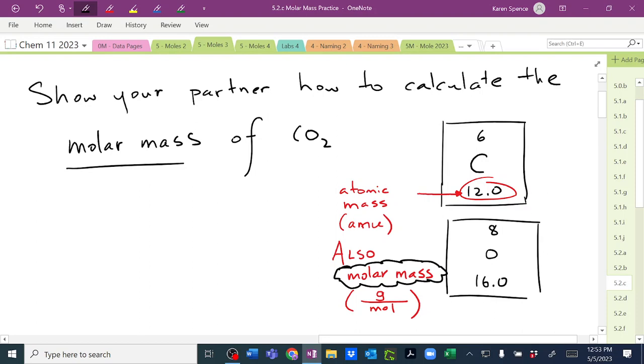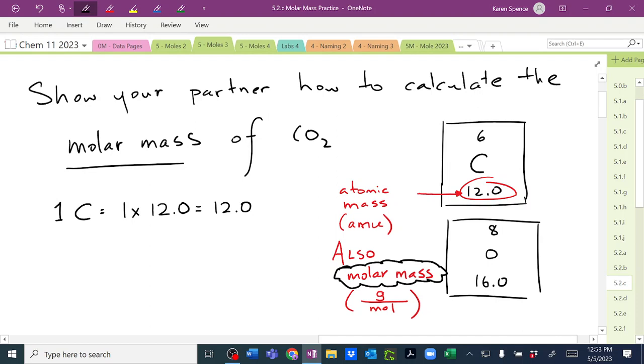So if you want to calculate the molar mass of CO2, you need to know how many carbons are in it and how many oxygens are in it. How many carbons are in CO2? There's one carbon, so we're going to have 1 times 12.0. And I'm going to write out absolutely everything. After this unit, when you do molar mass, you can just do it on your calculator, but for this unit, I would like you to actually write out your work. So we have 12.0.